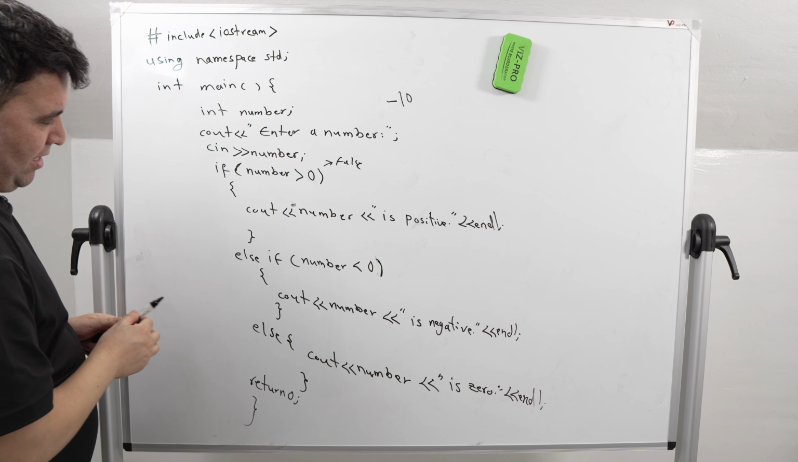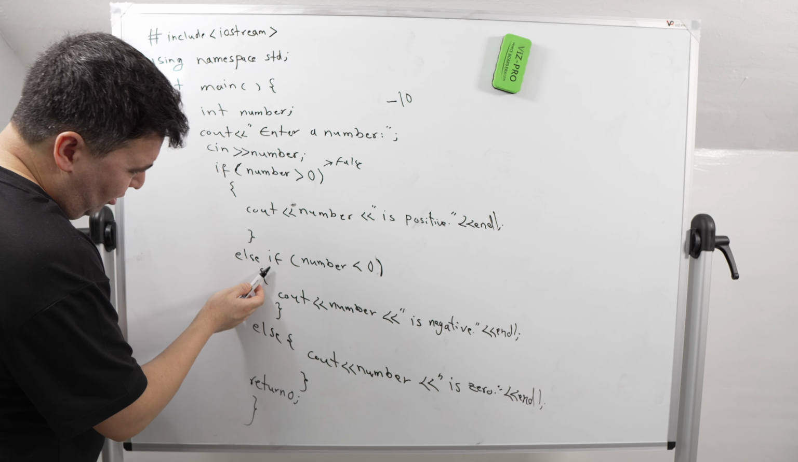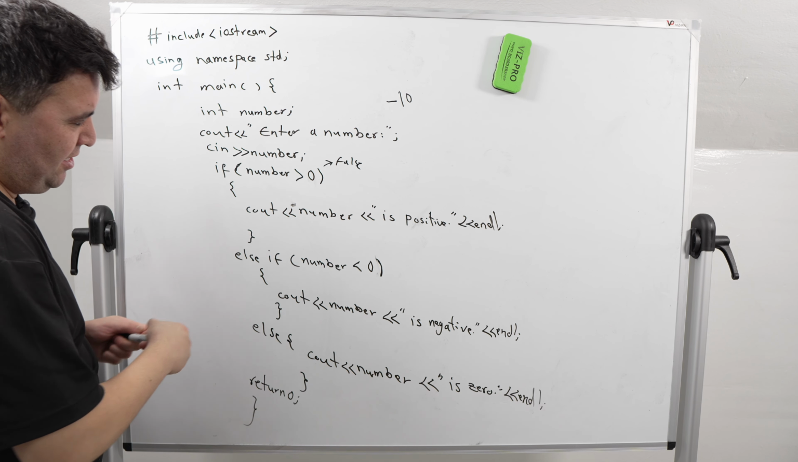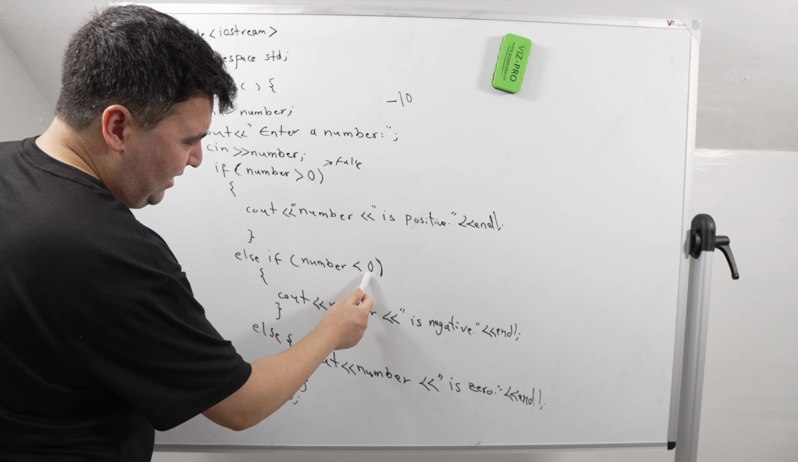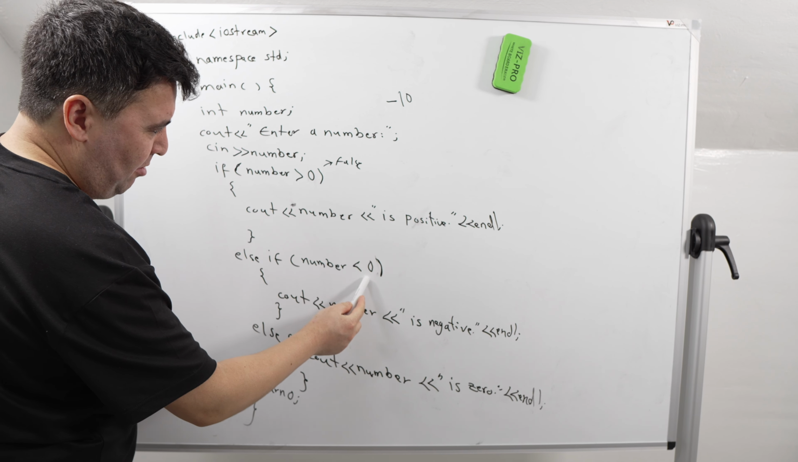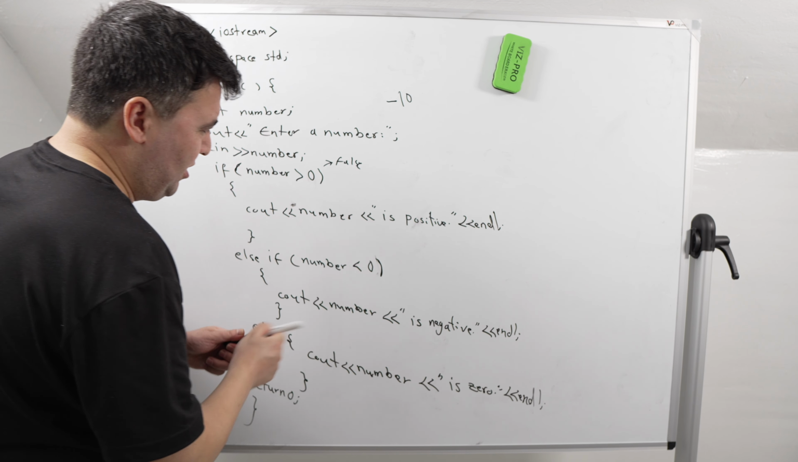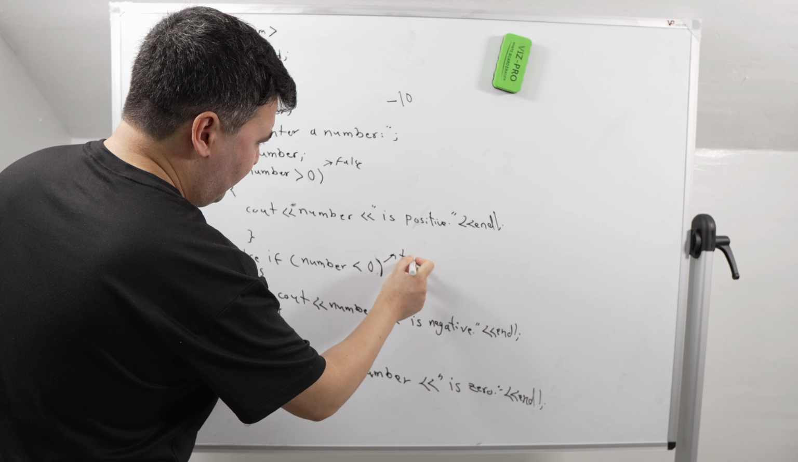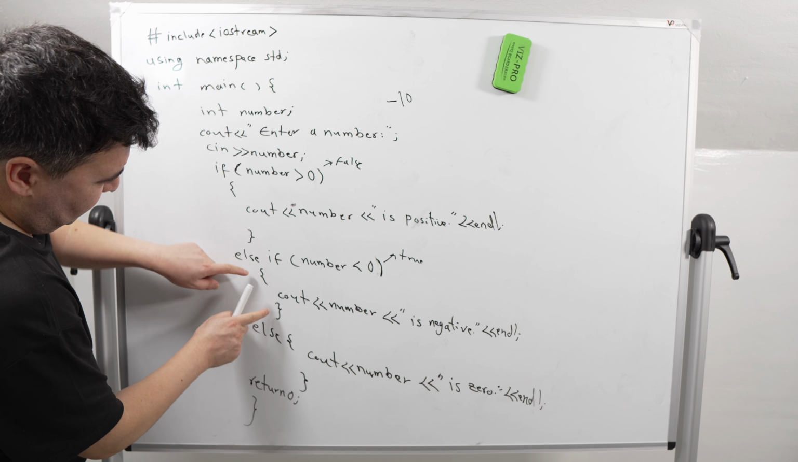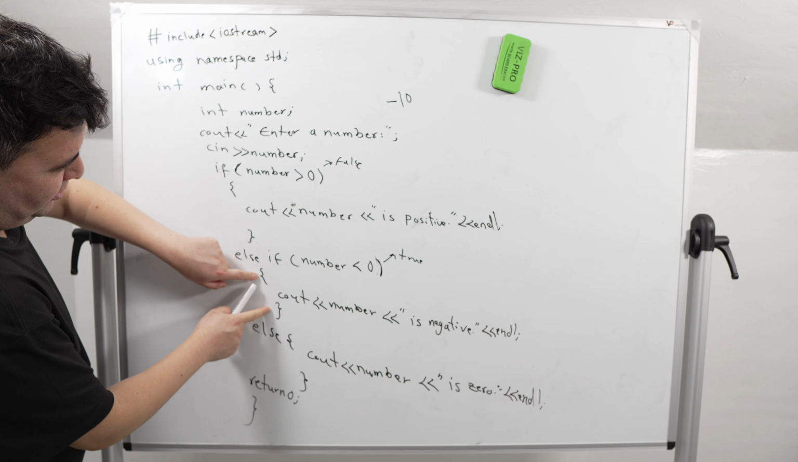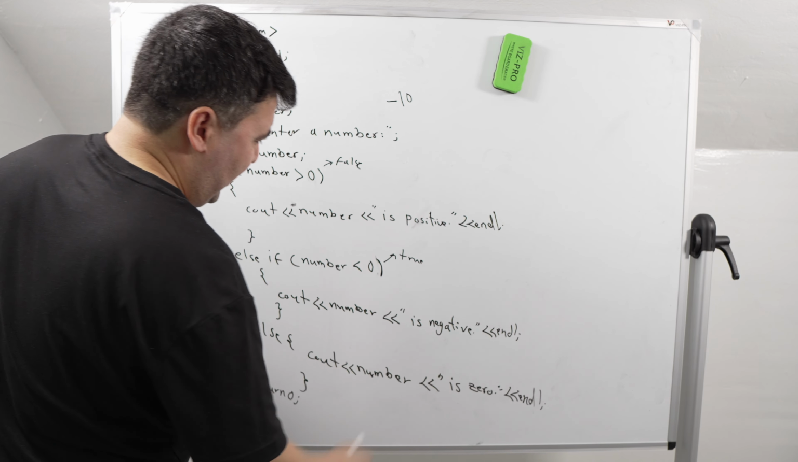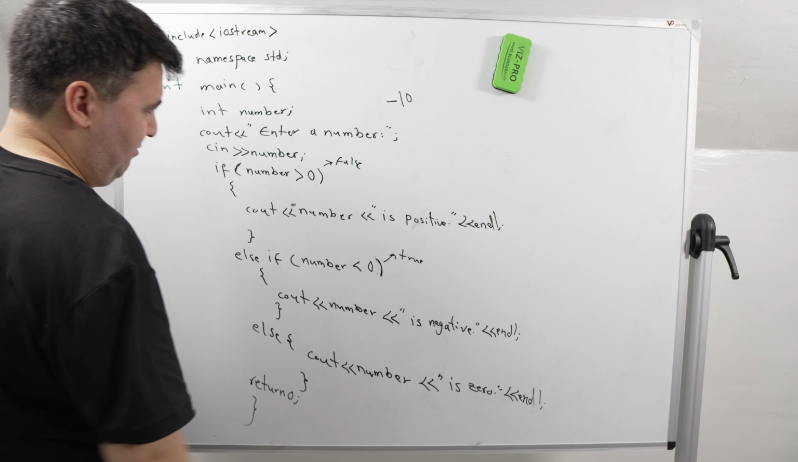Then our compiler or CPU goes to another block, which is else if, to check another condition. In this case, it checks if number is smaller than 0. So minus 10 is of course smaller than 0, so the condition becomes true here. Once the condition has become true, this part will be executed, the block of the second else if. So here it prints out minus 10 is negative.